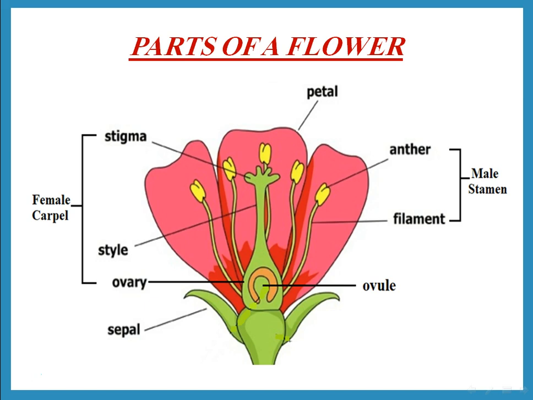The female part of the flower is made up of stigma, style, ovary, and ovule. Can you see that? The stigma, style, ovary, and ovule make up the female part, which is called the carpel, or sometimes it is called the pistil. So stigma, style, ovary, ovule, these are the female parts. In addition to that, we have the large colored petals and the sepal, which is a green leaf-like structure at the bottom of the flower.